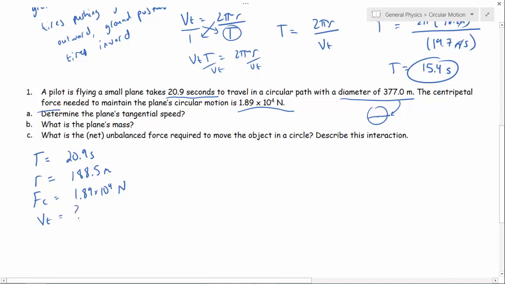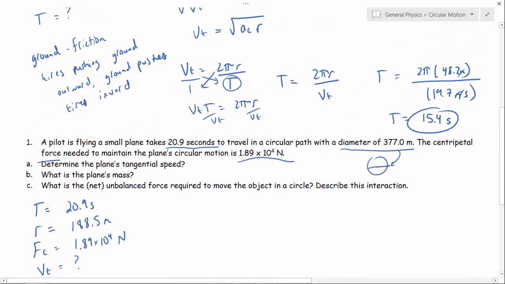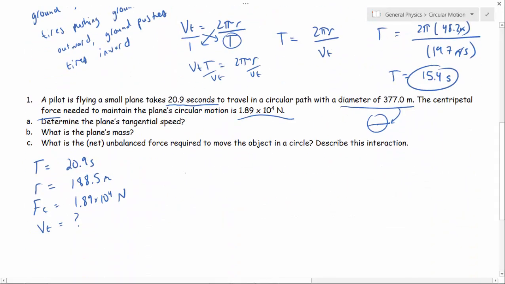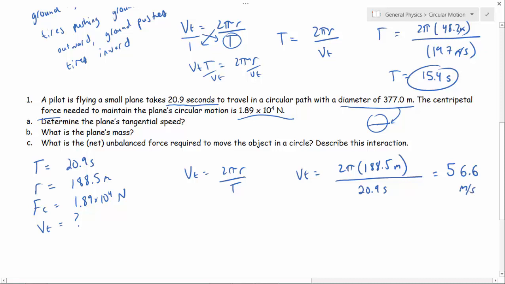So I'm going to look at my top equation, and to find tangential speed I need 2 pi r over T, and thankfully I know the radius and the period, so this is going to be no problem. Vt is equal to 2 pi r over T. Vt is equal to 2 times pi times the radius, 188.5 meters, over the period, 20.9 seconds. When I punch those all in my calculator, we find that this plane was going 56.6 meters per second. That's how fast we were going.